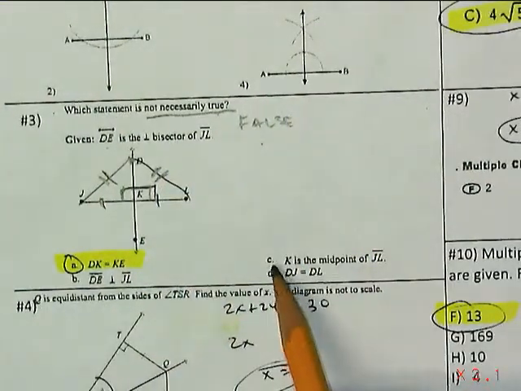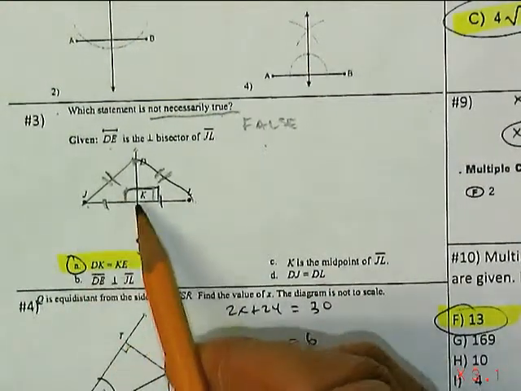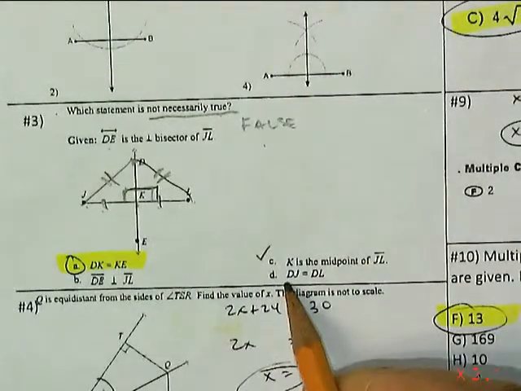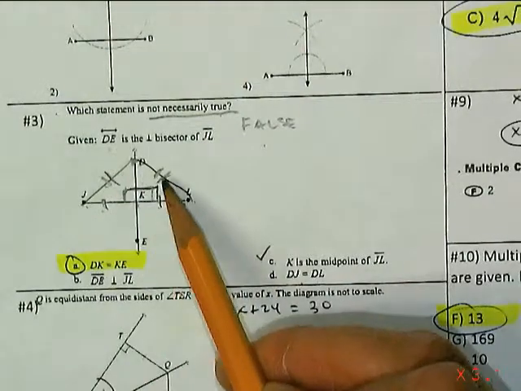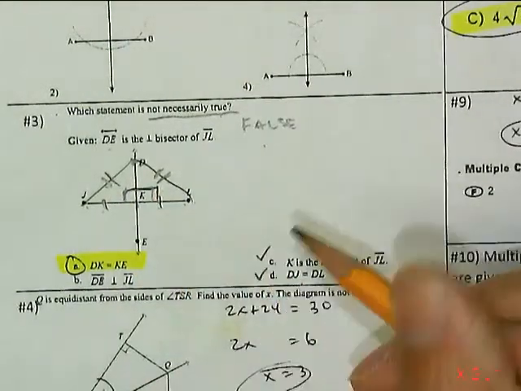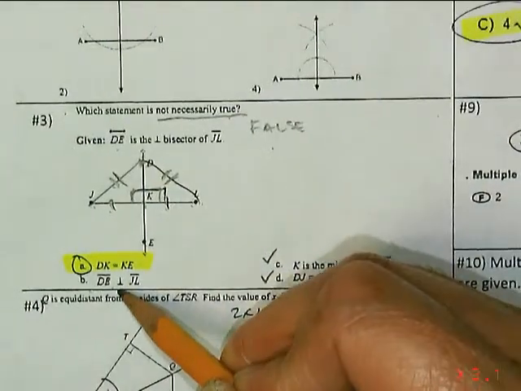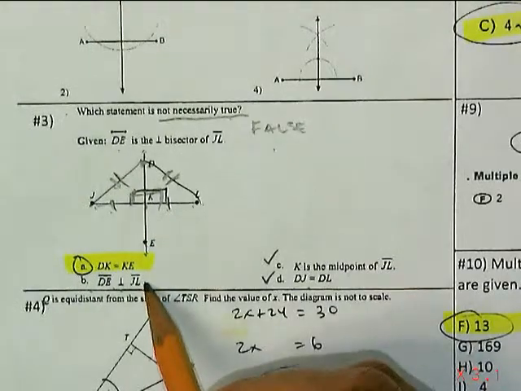So let's look at C. K is the midpoint of JL. So here's JL. K is in the middle. I have those marks. That is true. DJ is equal to DL. I have my congruent marks because they're equidistant. That is true. The line DE is perpendicular, or makes right angles, with JL. There's my right angles. That is true.